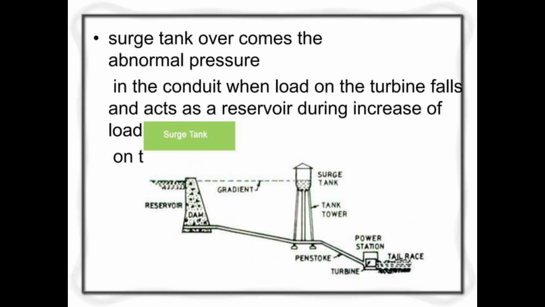The surge tank overcomes the abnormal pressure in the conduit when the load on the turbine falls and acts as a reservoir during increase of load, as shown in the diagram.